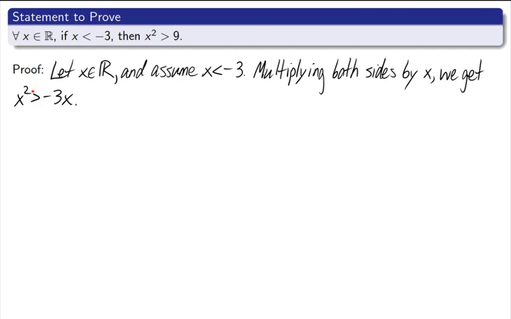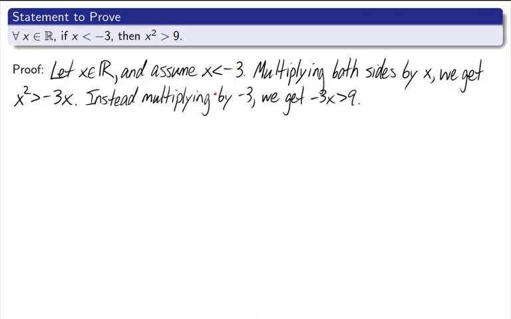But what now? We've got x squared is greater than -3x. Good! Let's see if we can get a 9 in the picture. We also want to have a 9 somewhere. Well, we've got a -3. If we were to multiply that by -3, we could get 9 like we want. So let's do another multiplication. Let's again multiply from the original inequality and see what we get. Multiplying by -3, we get -3x is greater than 9. Now again, I multiplied by a negative number, so you'll notice that I've changed my inequality symbol again.